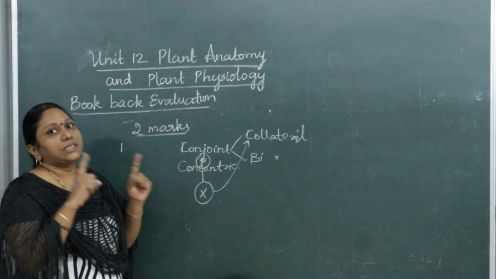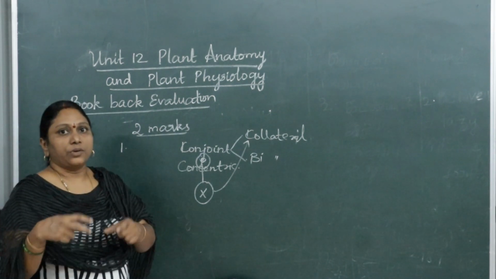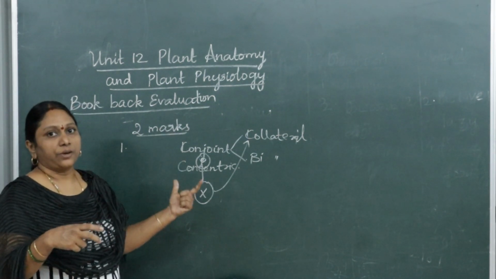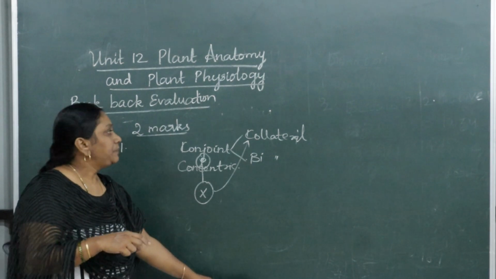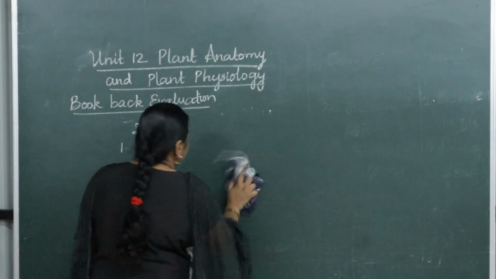So for this answer, what is collateral vascular bundle? When the xylem is lying towards the center and phloem towards the periphery. Xylem is towards the center, phloem is towards the periphery boundary. That arrangement will be called as collateral vascular bundle. You have to remember this.